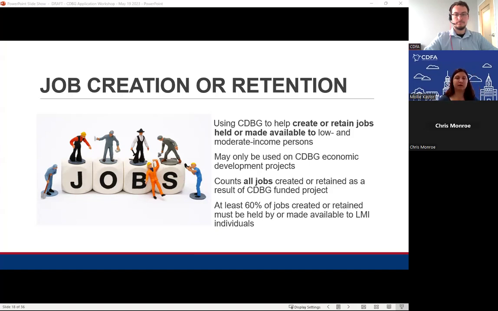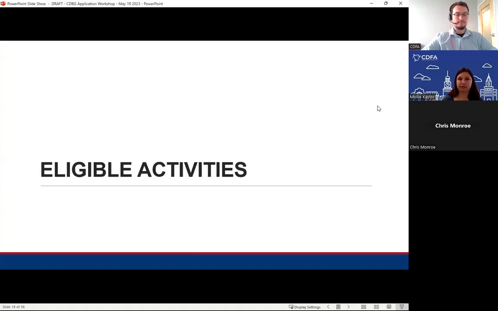So again, it's tied directly to job creation, which is new jobs, not filling existing jobs that are vacant. It's creating brand new jobs that haven't been there before, or retaining jobs. And again, the key point is that a majority of those have to be held or made available to low to moderate income individuals. So that's the end of the section talking about the national objective.